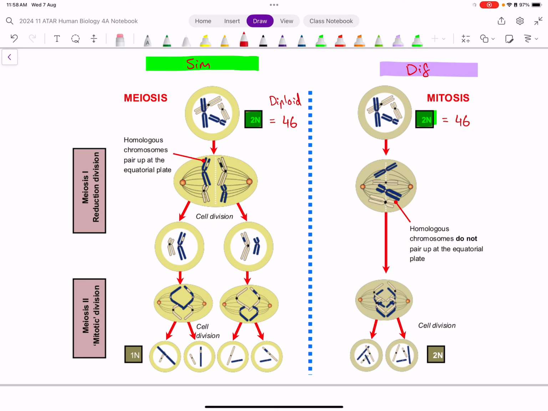After our first cellular division in meiosis, we end up with a haploid number of cells, or n. And the number in a haploid cell in a human is equal to 23. This is different to our mitosis division, where we end up with identical cells to our parent cell. We end up with a diploid number. So that's our first key difference for today.